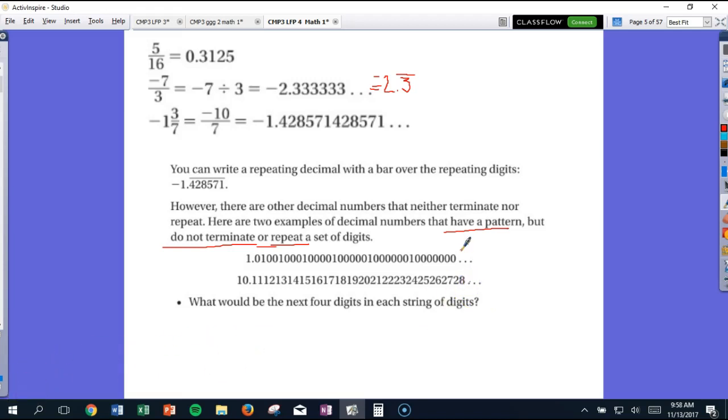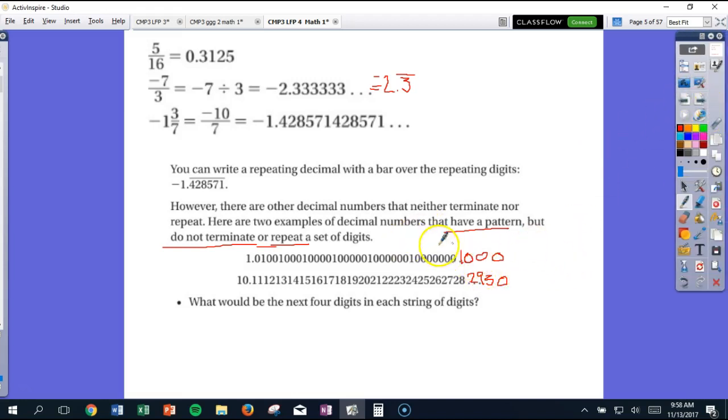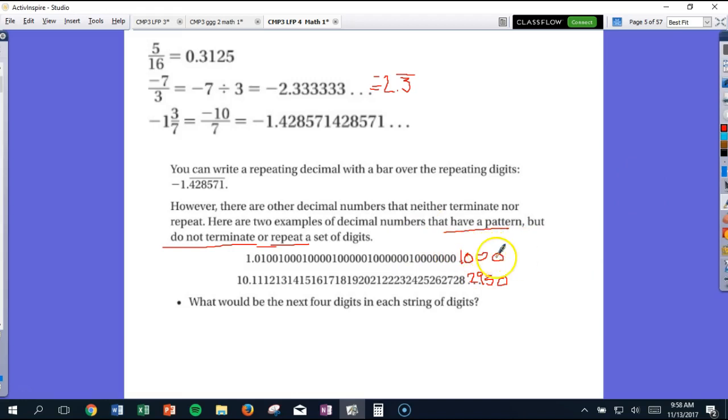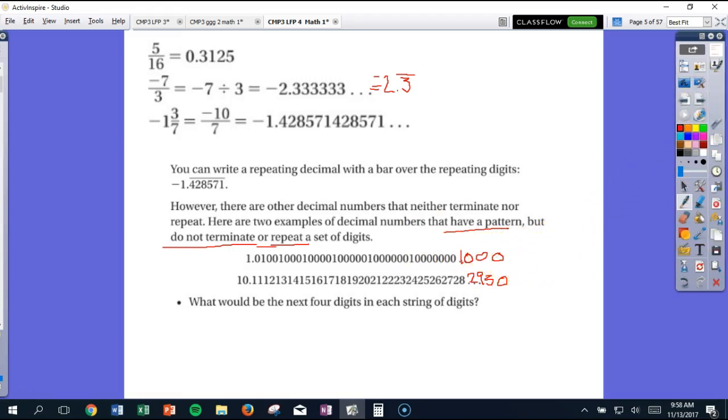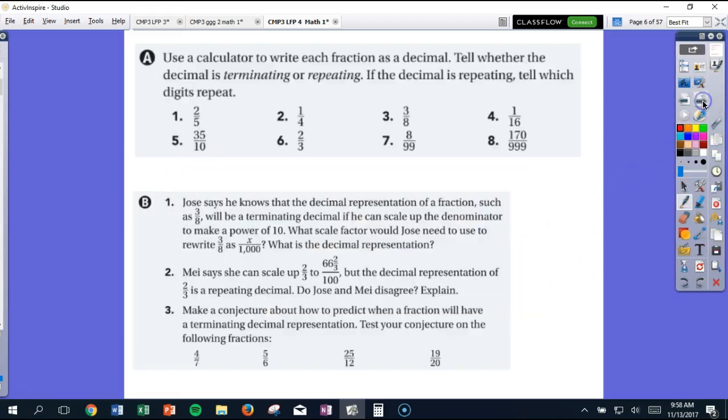So in here, this pattern is going to continue, and the next 4 digits are going to be 1, 0, 0, 0. Here, our pattern is 10.11, 12, 13, 14, and continuing on. So our next 4 digits here are going to be 29 and 30. Okay? So these are neither repeating or terminating decimals. They just have a pattern, and they will go on forever.